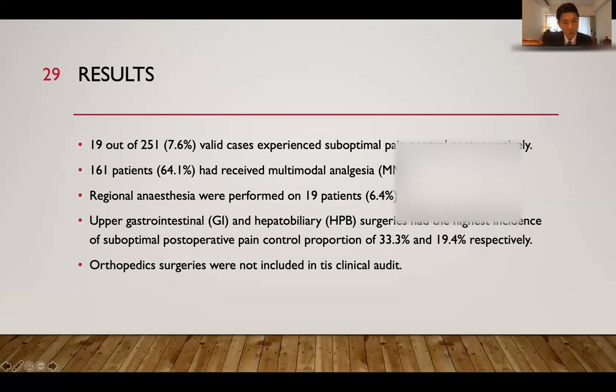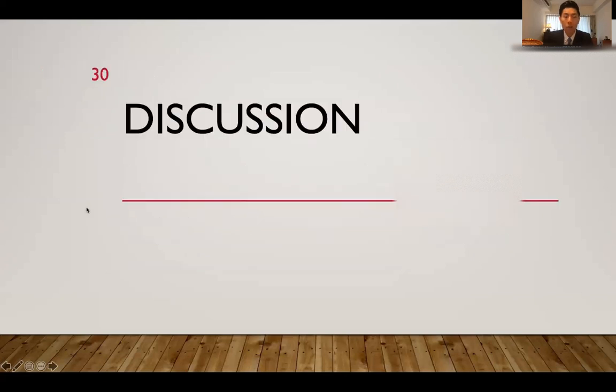Regional technique, not a very high number, but we have to understand that by carrying out regional technique, we have to choose the right patient and the right procedure. So it has to be clinically indicated, and we will usually balance the risk and benefit for each patient before offering or carrying out a regional technique. As mentioned, upper GI and HBP surgeries are the most painful ones. It should be mentioned that orthopedic surgery was not included in this clinical audit, okay? So just general elective surgery.